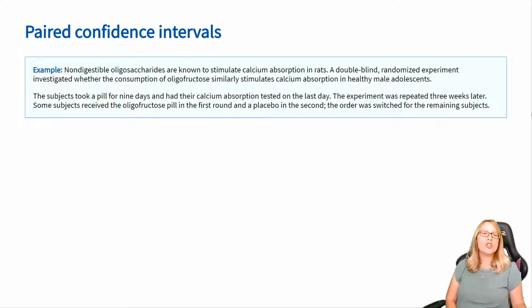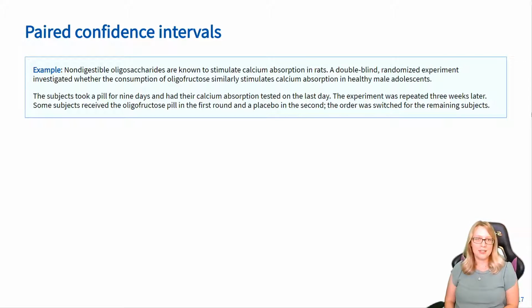The only thing that changed between the first run of the experiment and the second run of the experiment was which pill they received. Some subjects received the oligofructose pill in the first round, placebo in the second, or vice versa. The key characteristic that makes this a paired data example is that the same subjects experienced both treatments. The subjects in round 1 are exactly the same as the subjects in round 2.